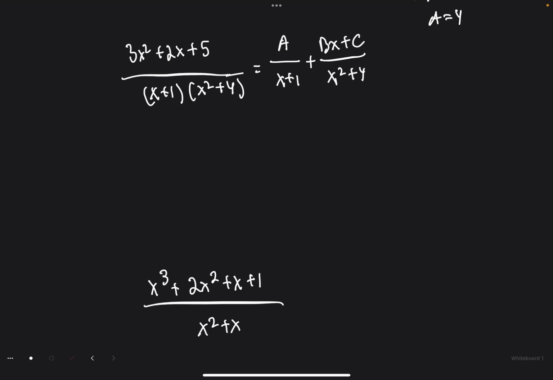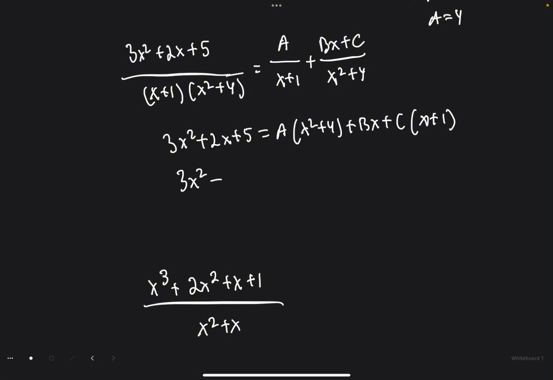So now this is going to be 3x squared plus 2x plus 5 is equal to (x squared plus 4) plus (bx plus c)(x plus 1). And so you kind of see that there aren't really any ways to get rid of all of the factors that lead you to one factor. So you have to make sure there's no choice. You just have to distribute everything.